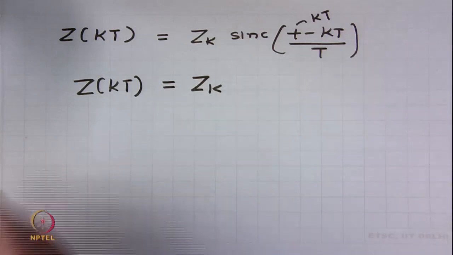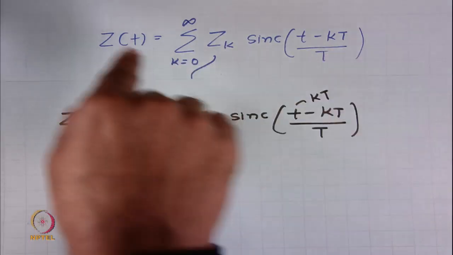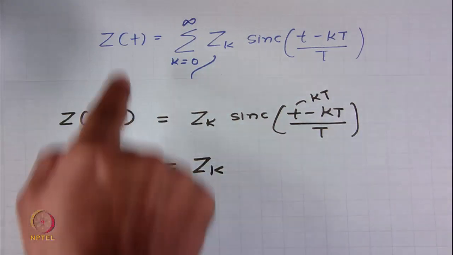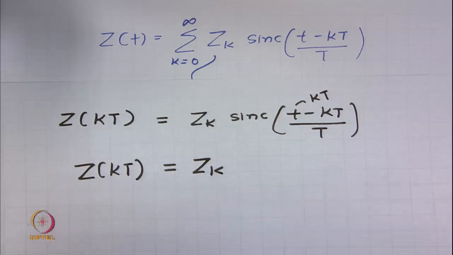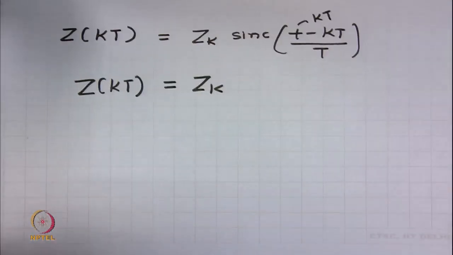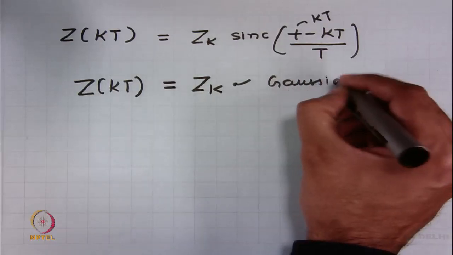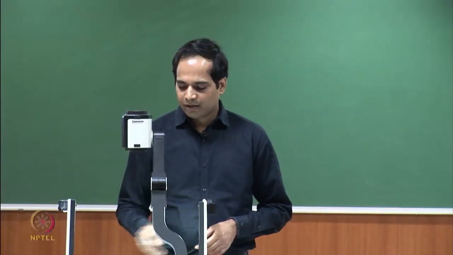The important point is, if I have a random process described by this expression, and I am sampling this random process at kT times, what I would end up with is zk, and zk is a Gaussian random variable. So, if you sample the process at kT times, what you would get is a Gaussian random variable.